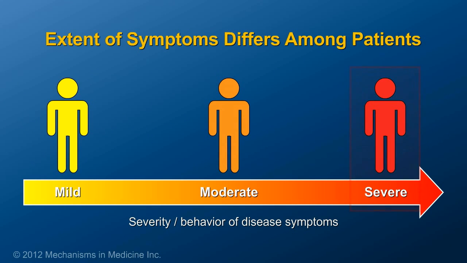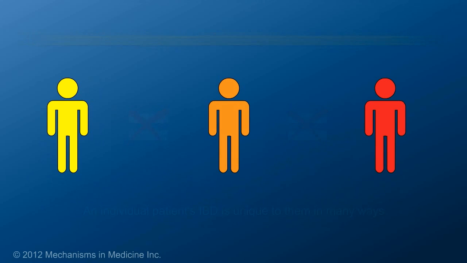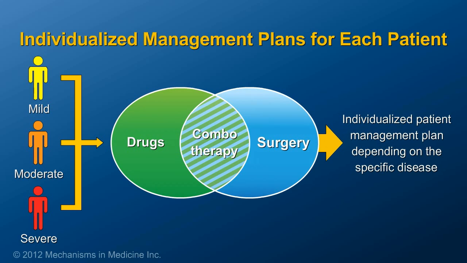The sheer number of IBD subtypes can explain why some patients have more aggressive disease symptoms, while the disease is milder for others. It is important to know that an individual patient's IBD is unique to them in many ways, so reading about the general features of Crohn's disease or ulcerative colitis may not apply to you. Therefore, it is important for doctors and patients to individualize each patient's management plan for their specific disease.